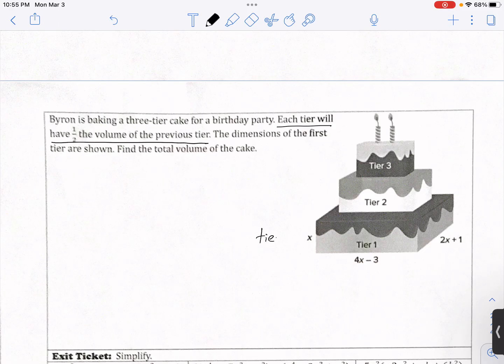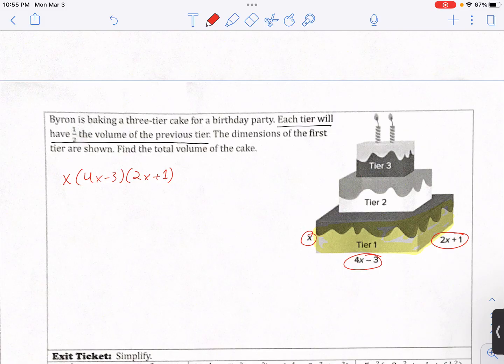Now, this is going to be tier 1. Oh, wait, they're already labeled. Didn't even see that. So that bottom one is going to be tier 1, which we're going to find first. So again, like I said, we are going to multiply all 3 parts of this cake. To find the dimensions of this one, we're going to multiply x times 4x minus 3 times 2x plus 1. So let's do that. This is how you find the volume: x, 4x minus 3, 2x plus 1. We multiply all of those. Length times width times height.